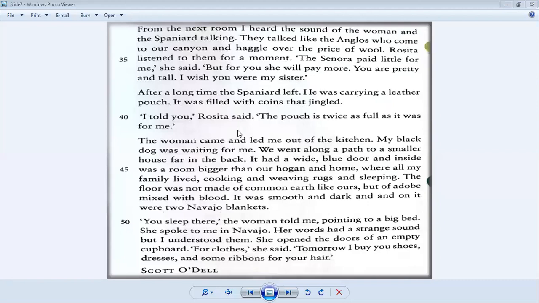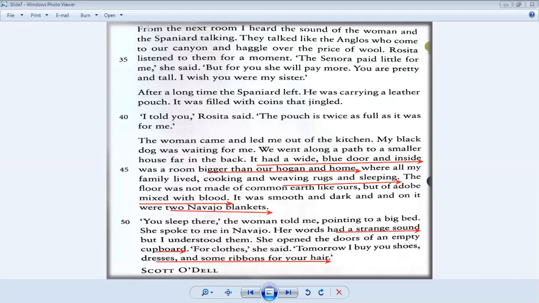The women came and led me out of the kitchen. My black dog was waiting for me. We went along a path to a smaller house far in the back. It had a white-blue door, and inside was a room bigger than our hogan, where all my family lived, cooking, weaving rugs and sleeping. The floor wasn't made of common earth like ours, but of adobe mixed with blood. It was smooth, dark, and on it were two Navajo blankets. You sleep here, the woman told me, pointing to a big bed. She spoke to me in Navajo. Her words had a strange sound, but I understood them. She opened the doors of an empty cupboard. For clothes, she said. Tomorrow I'll buy you shoes, dresses, and some ribbons for your hair.